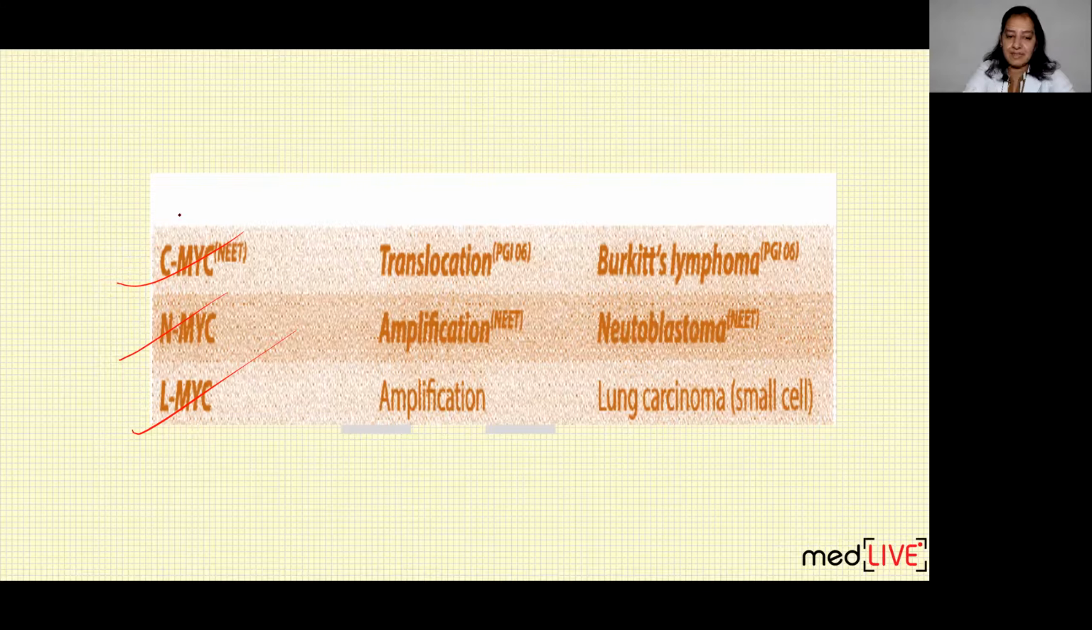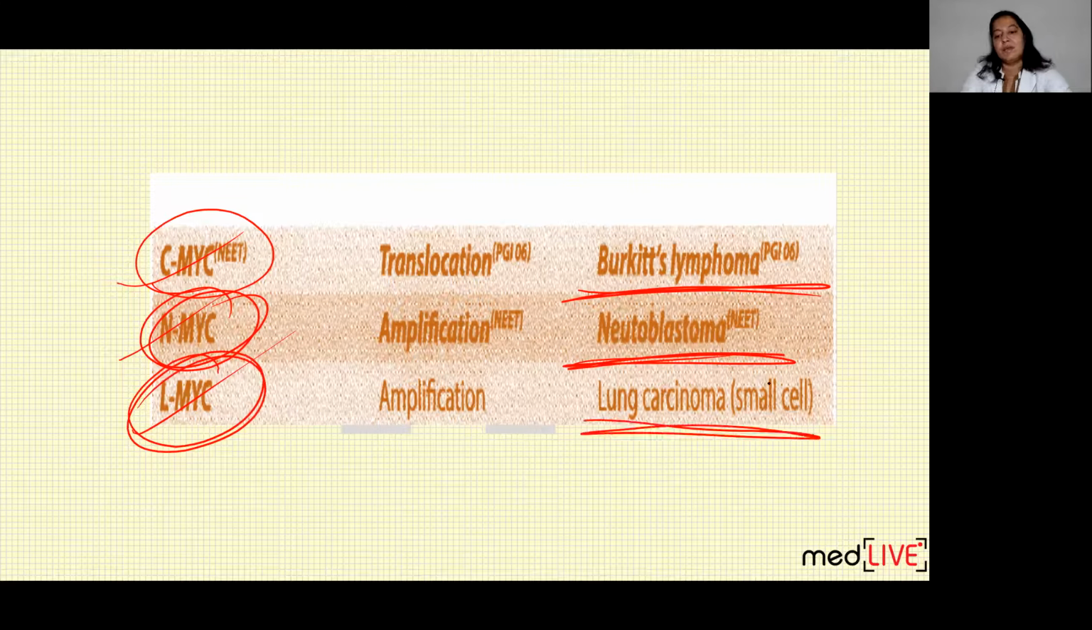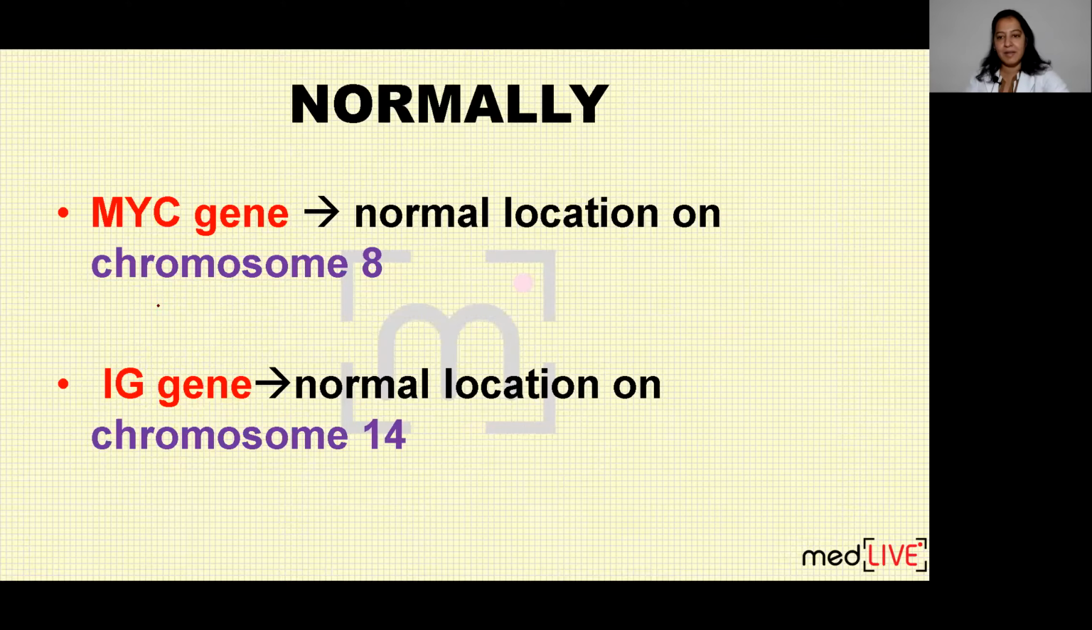If c-MYC is mutated, Burkitt lymphoma occurs. If n-MYC is mutated, neuroblastoma occurs. And if l-MYC is mutated, lung cancer, especially small cell carcinoma of the lung, occurs. L for lung, N for neuroblastoma, and C you have to learn, it is Burkitt. So this is the example. So what happens here? Normally it is the same as ABL-BCR, 9;22. Here the chromosomes will be different.